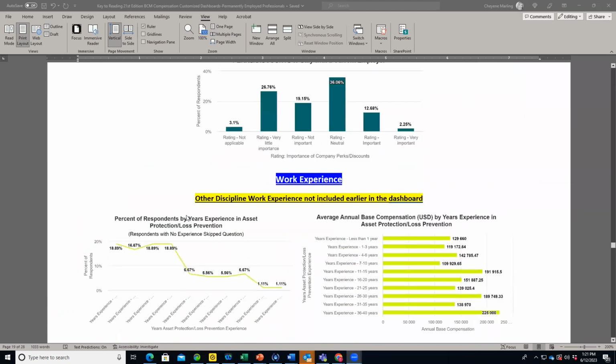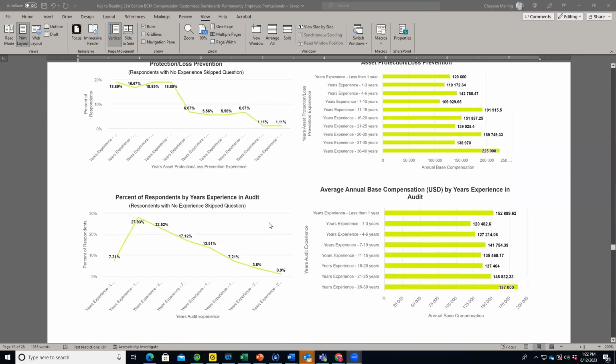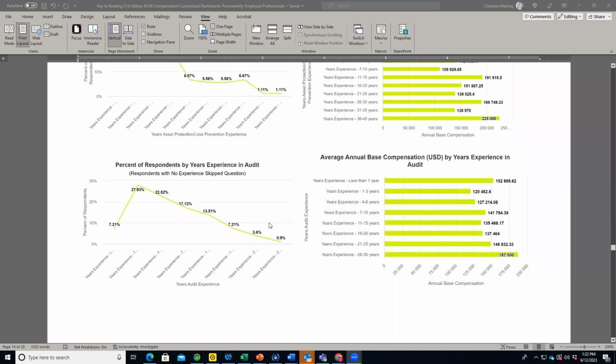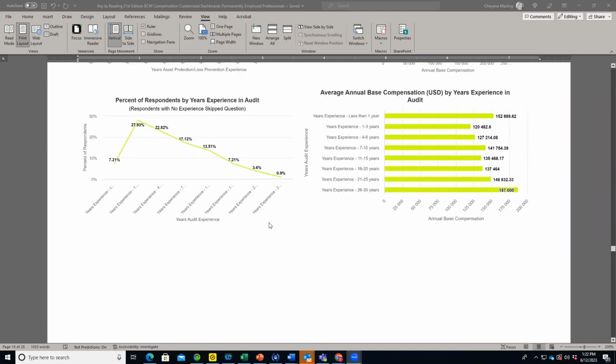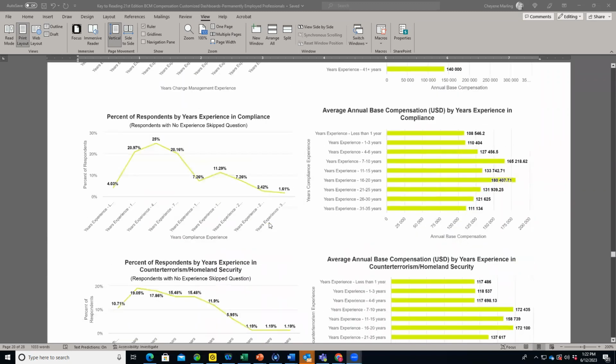Then, if you recall that the other discipline experience that was missing from above, now these are highlighted. So the very top of the dashboard highlighted years of experience in business continuity, years of experience in crisis management. But now we're highlighting those other 15, 20 other disciplines that were not included earlier in the dashboard. So years of experience, asset management. So these are skills, disciplines that business continuity professionals, crisis management, disaster recovery, resilience management tend to not be as experienced at. So change management, compliance.